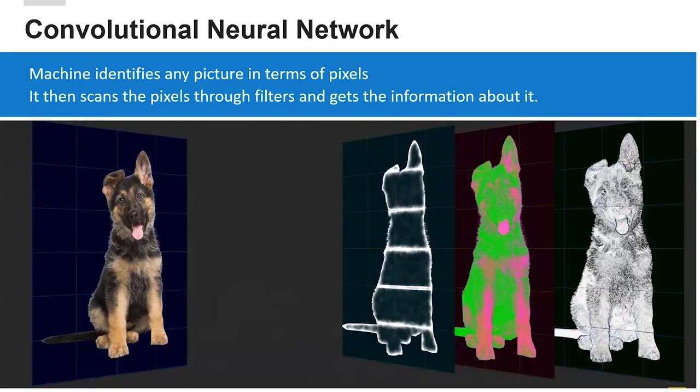So a machine identifies any picture in terms of pixels. It then scans the pixels through filters and gets the information about it. So if you see, this is a dog, and what the machine does is it scans through all its pixels, and then it finds the edges of that particular object, that dog. It also looks into the color to identify what type of breed it is. It also looks into the different layers of edges and shapes of that dog to understand what breed it is, whether it's a dog or not, right?